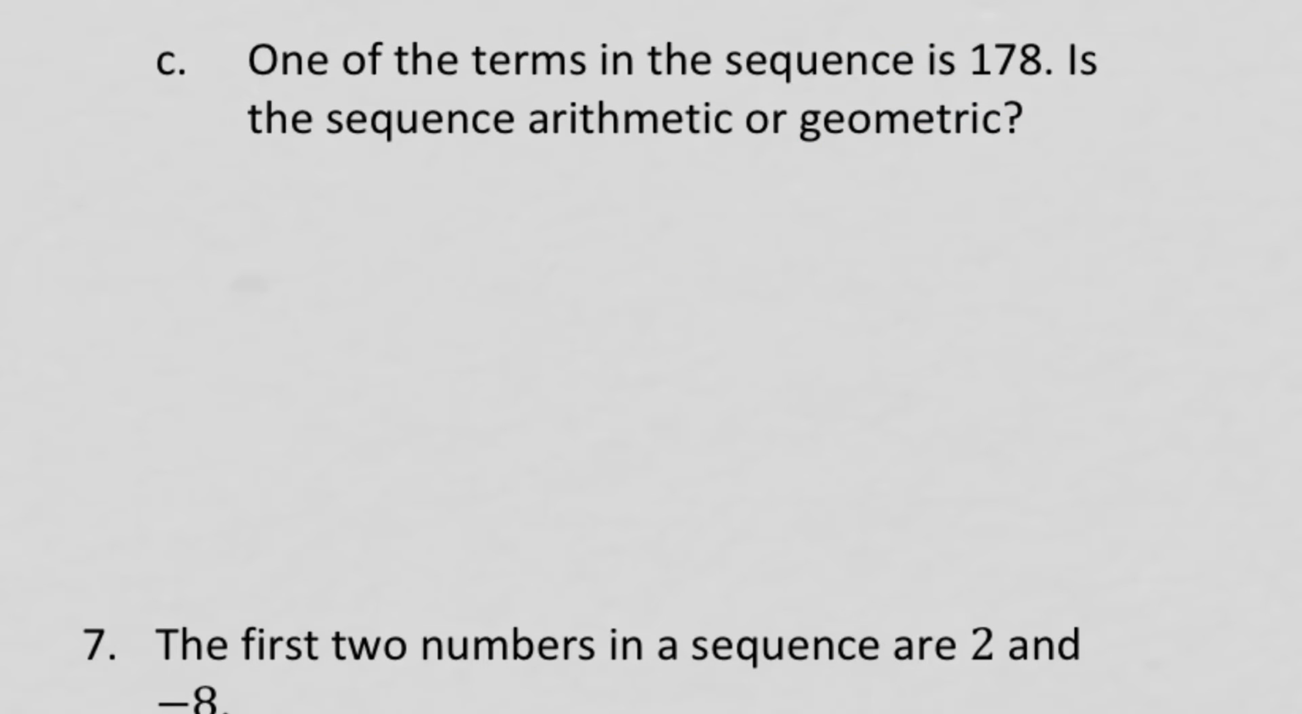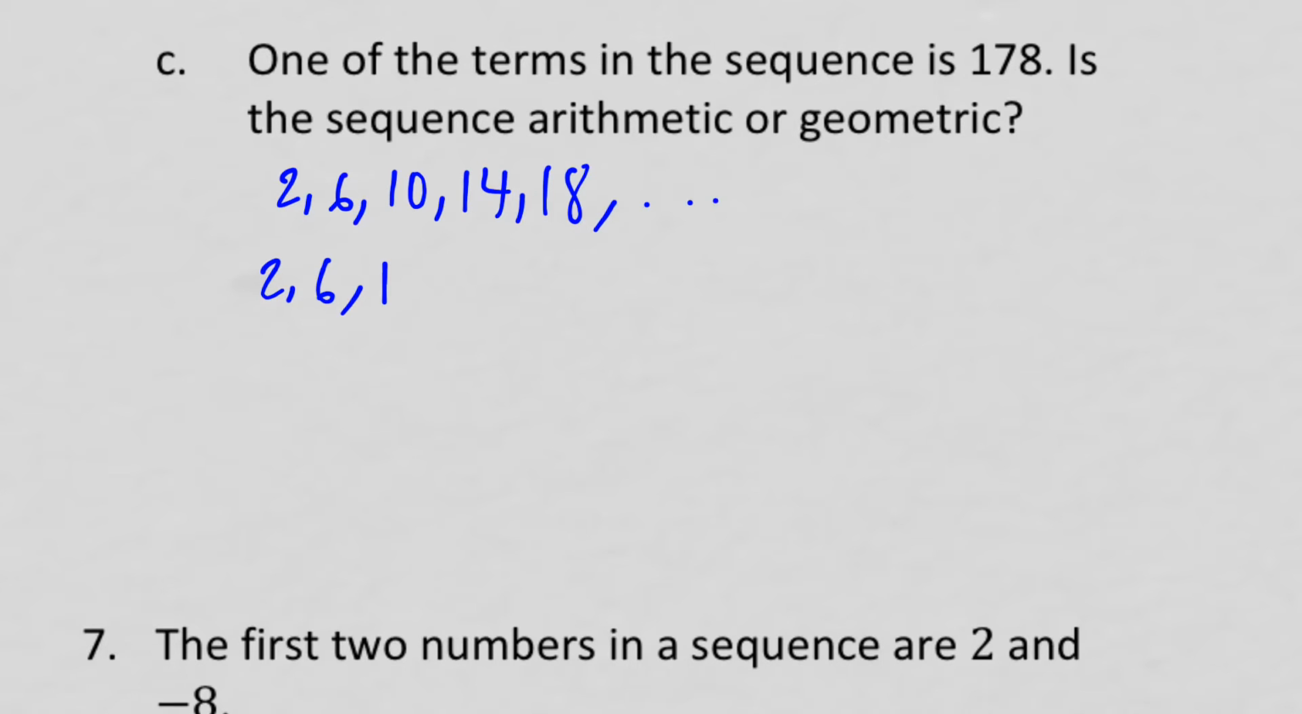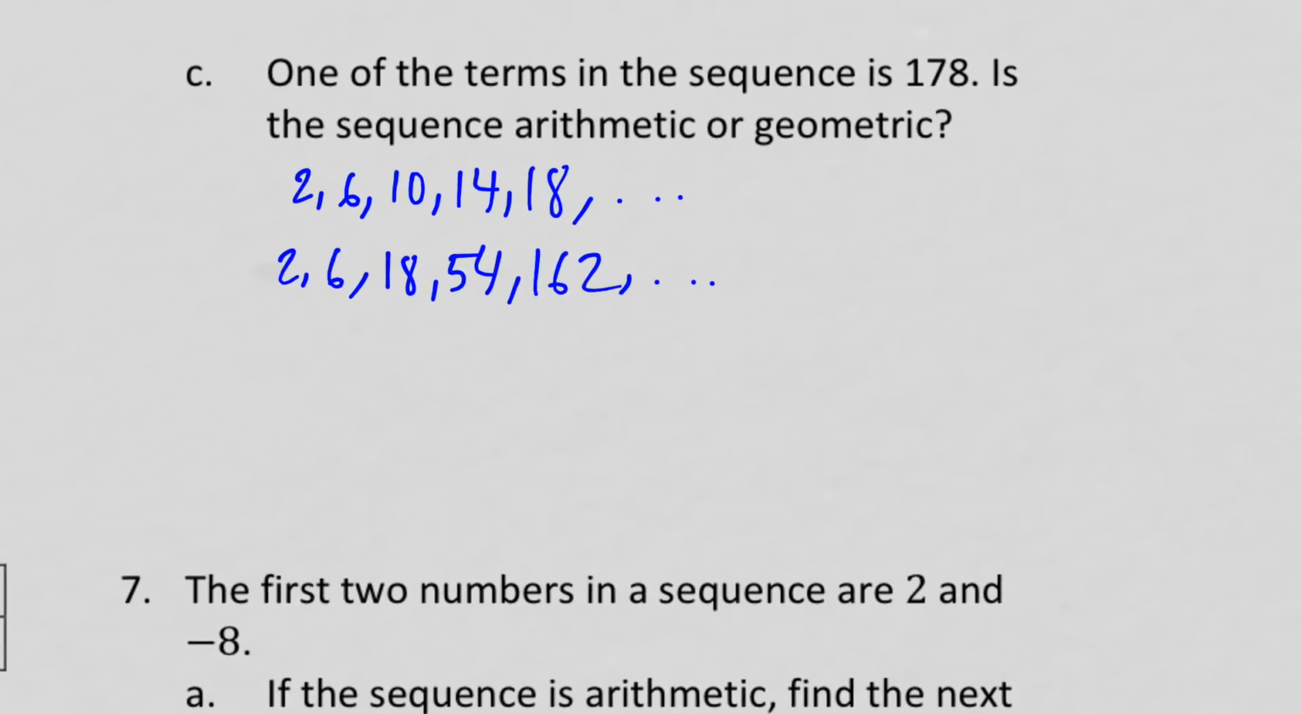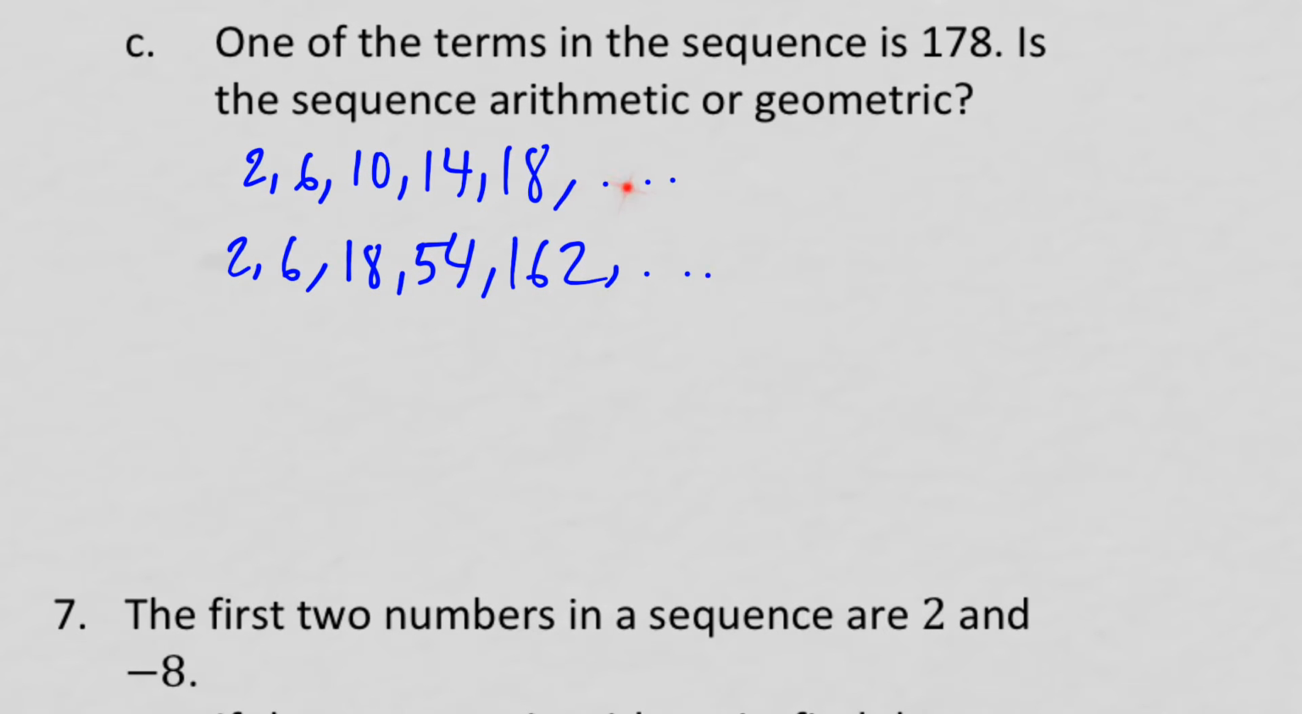Part C, one of the terms in the sequence is 178. Is the sequence arithmetic or geometric? Okay, well, let's compare them. The arithmetic one went 2, 6, 10, 14, 18, and so on, right? The geometric one went 2, 6, but then times 3 is 18, then 54, then 162. Right? Yes, those are the numbers. And it keeps going. So this question is saying that one of the terms later in the sequence is 178. So is it arithmetic or is it geometric? Because 178 only fits in one of these.